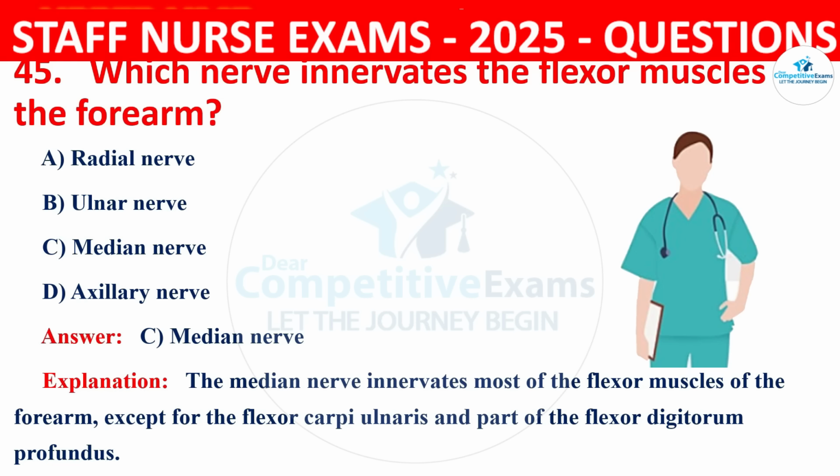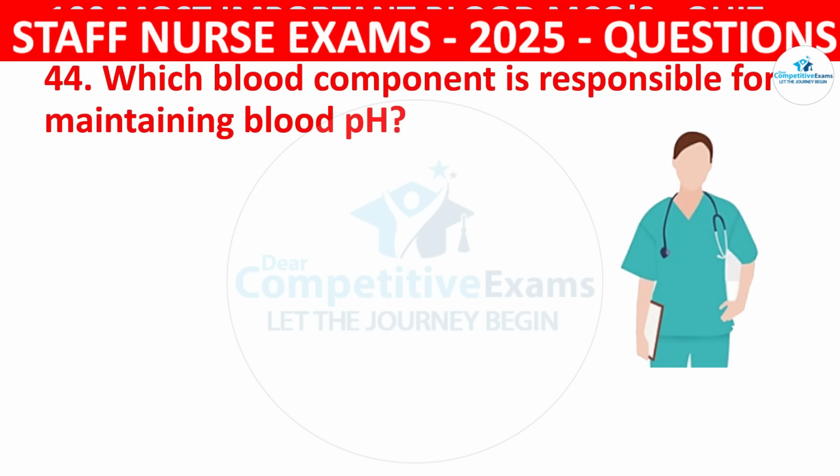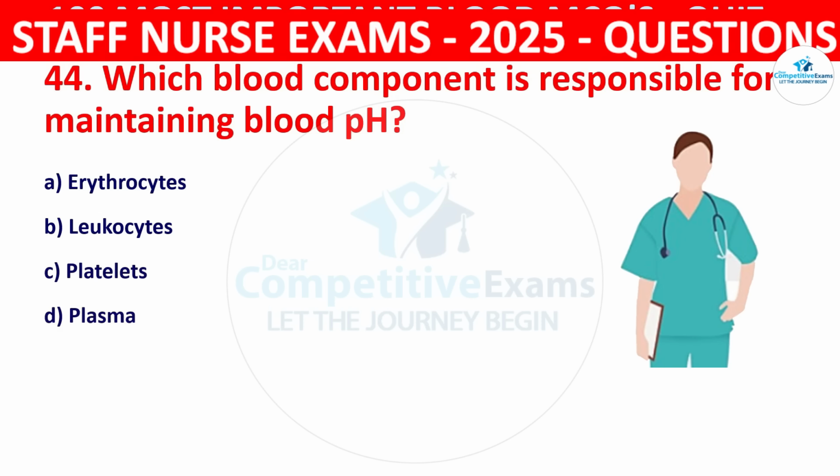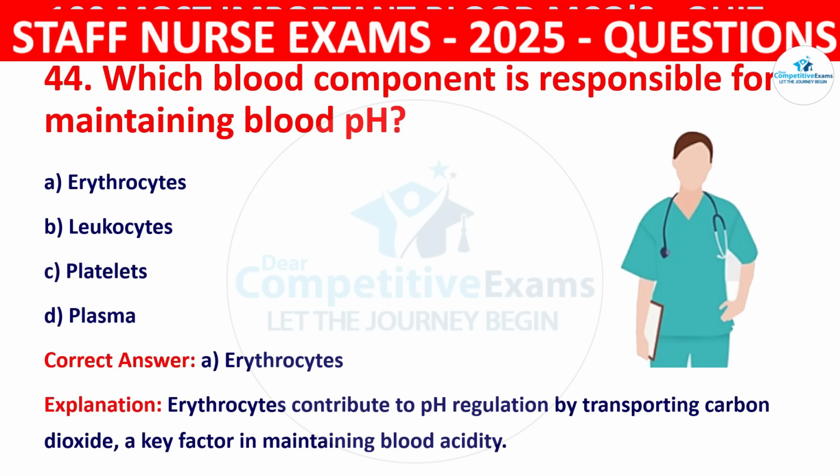Question number 46. Which blood component is responsible for maintaining blood pH? The options are erythrocytes, leukocytes, platelets, or plasma. And the correct answer is A, that is erythrocytes. Erythrocytes contribute to pH regulation by transporting carbon dioxide, a key factor in maintaining blood acidity.